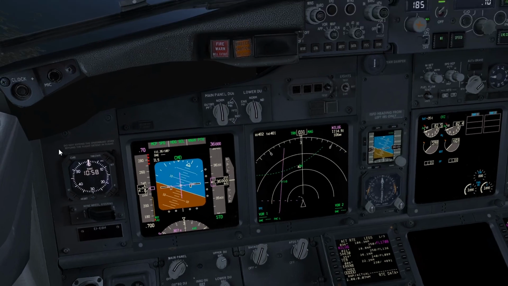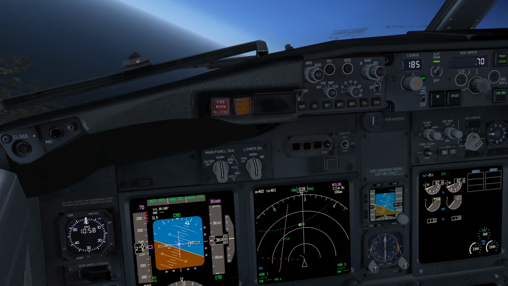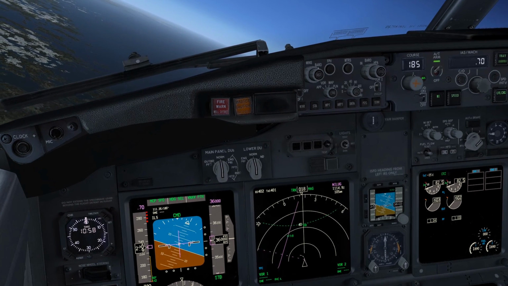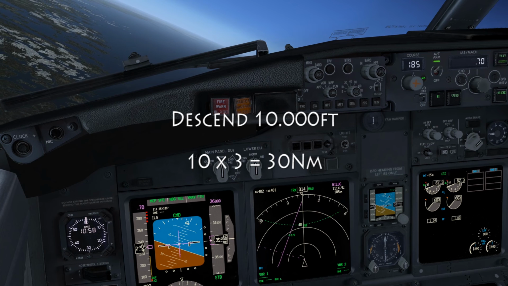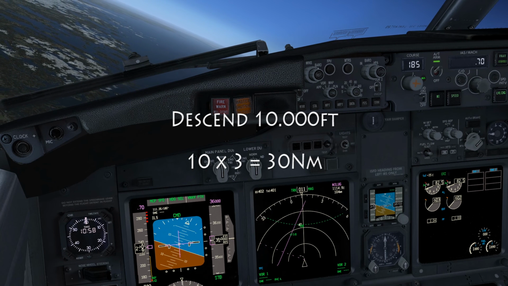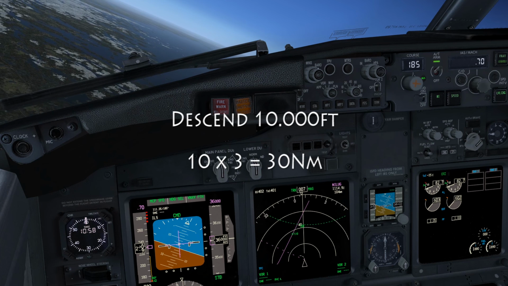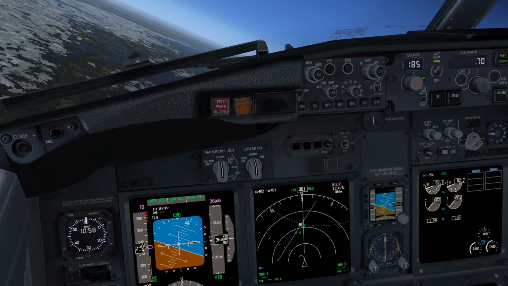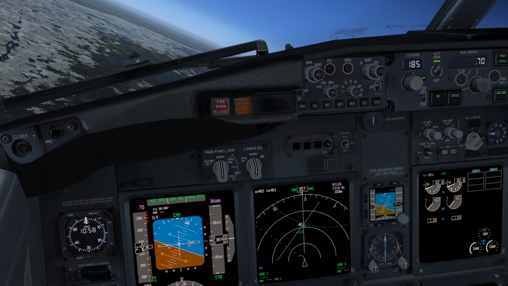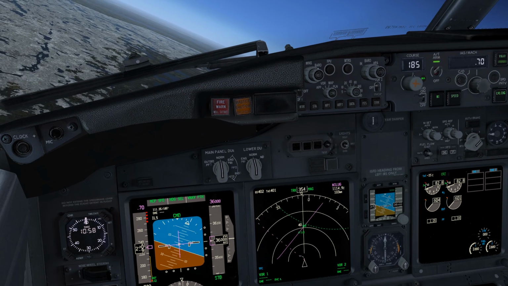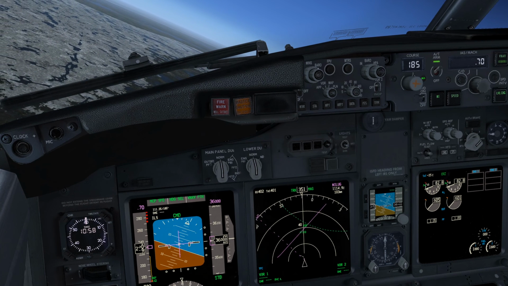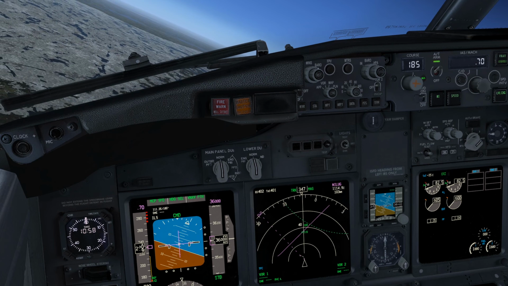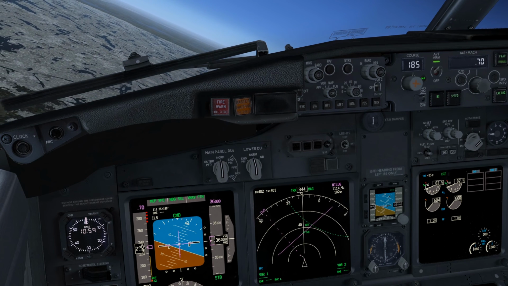Also a quick explanation of the rule of thumb that you can use for your descent calculations. For example, if you want to descend 10,000 feet, you multiply 10, to make it easier, with 3, which is 30. And that means that you need 30 miles to descend 10,000 feet. If you have less than 30 miles, it means that you're high. If you have more, it means that you're low.